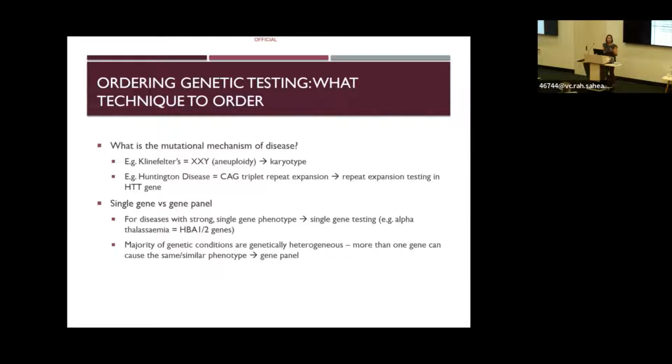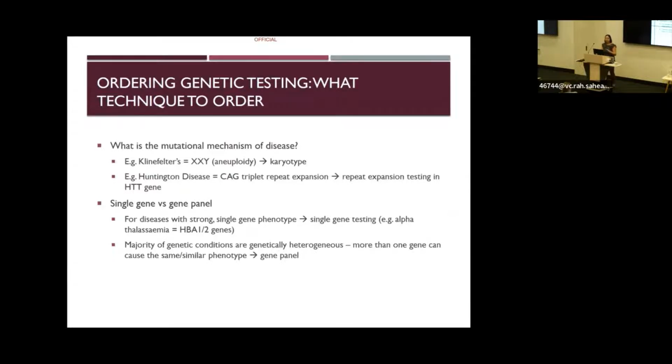So talking about what technique to order, we need to go back and think about what's the mutational mechanism of the disease. So with Klinefelter's, that's antibody XXY. The best bang for your buck for that is a carrier type. With Huntington's disease, that is a repeat expansion. We're not going to be able to see that on a carrier type because we're not opening up the Huntington's gene to read the book. So for that, you need to order repeat expansion testing in the Huntington's gene.